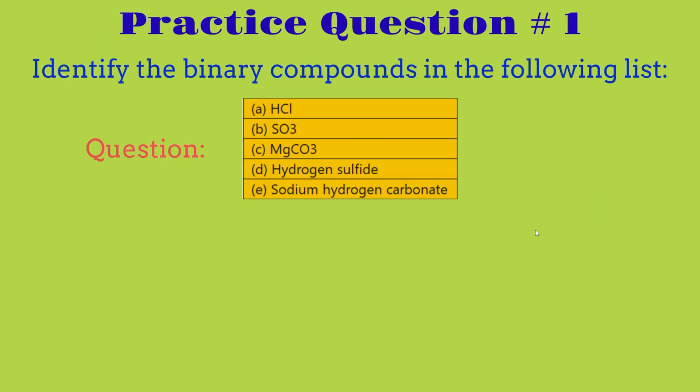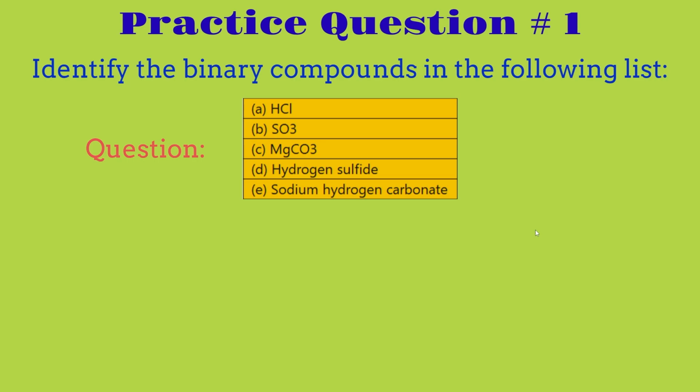So our practice question number 1 is, identify the binary compounds in the following list. So here we have a table with the questions in them. What we need to do is identify which are the binary compounds. Just for a quick recap, binary compounds are basically where there's two different elements that combine together. Inside of binary compounds, there's also two different sections. One of them is a binary molecular compound and another is a binary ionic. Binary molecular means that there's two nonmetals, two different elements that combine. Binary ionic just means that there's a metal and a nonmetal combining.